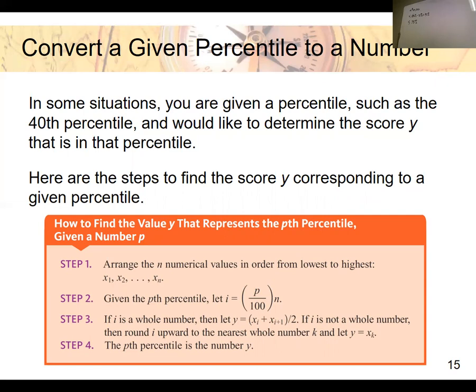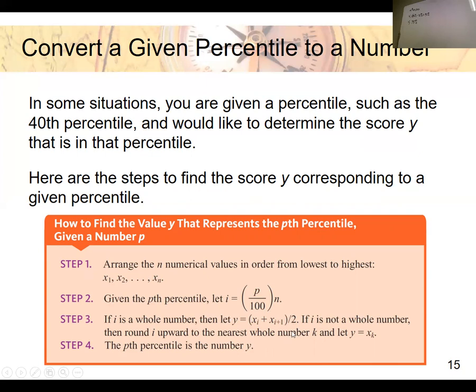Now, step number 3 is very important. If your I, after using this formula, is a whole number, then you have to take the average of x sub I plus the number after that, the data value in that position plus the next number. We'll do an example of that in a few minutes to explain all this. You take the average of those two and divide by 2.